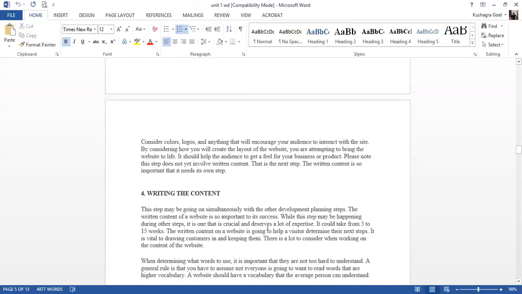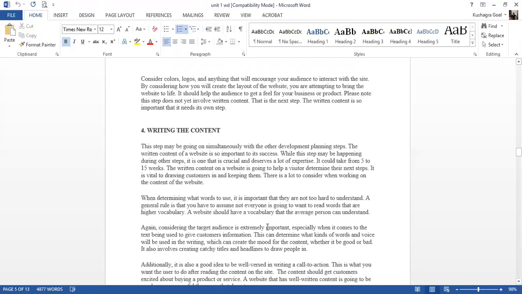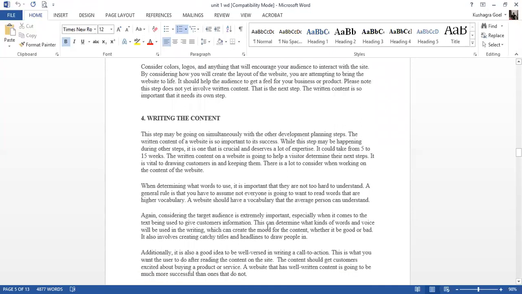Next is writing the content. This step may be going on simultaneously with other development planning steps. The written content of a website is so important to its success. While the step may be happening during other steps, it's crucial and deserves a lot of expertise. It could take about 5 to 15 weeks.